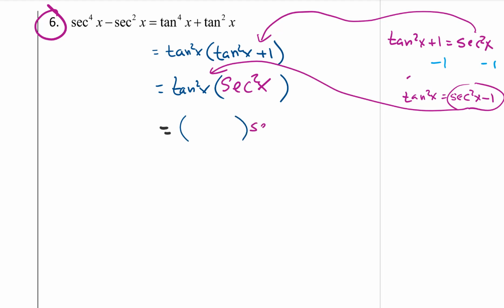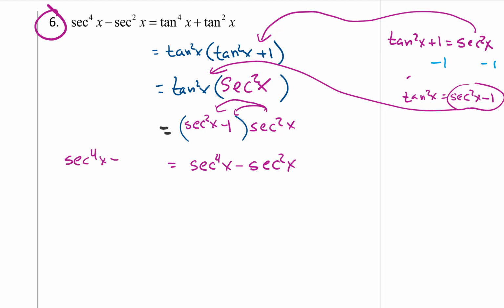Secant squared still hanging out over here. And now we replace this in with secant squared of x minus 1. We'll bring it in. Secant to the fourth of x minus secant squared of x. That's equal to this other side, isn't it?